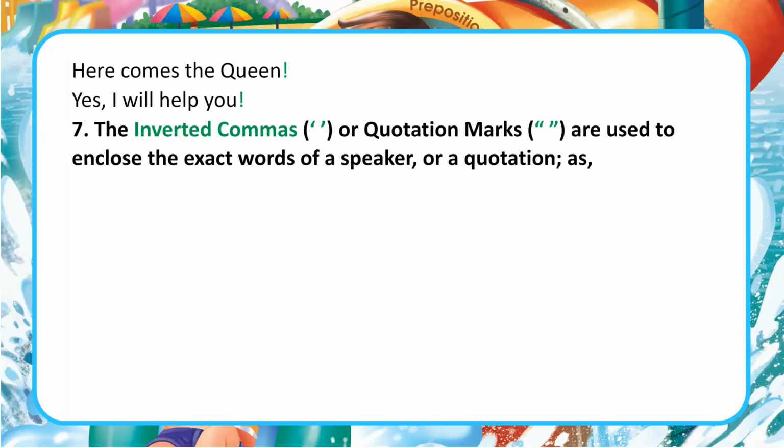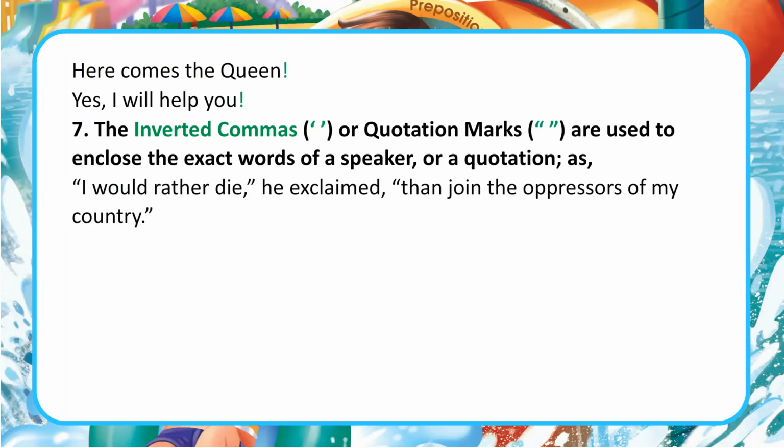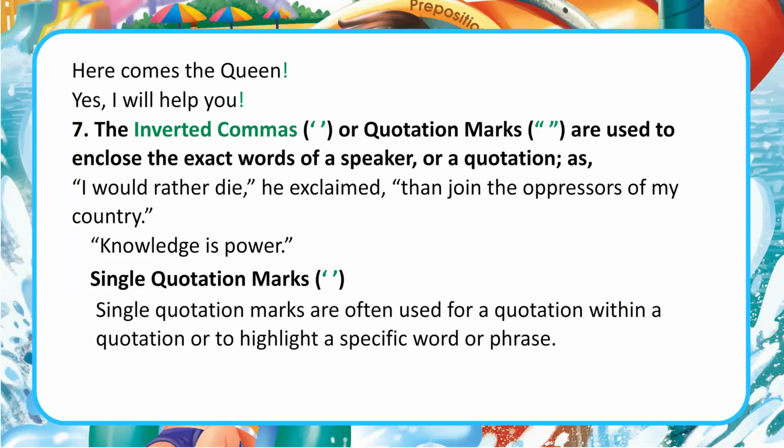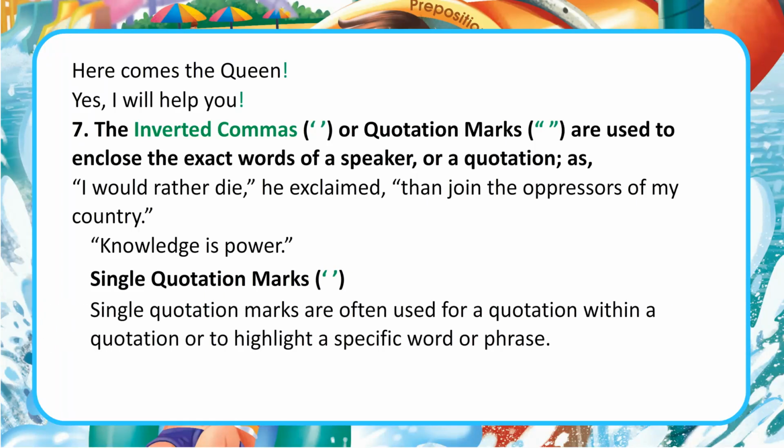7. The inverted commas or quotation marks are used to enclose the exact words of a speaker, or a quotation, as, "I would rather die," he exclaimed, "than join the oppressors of my country." "Knowledge is power." Single quotation marks. Single quotation marks are often used for a quotation within a quotation or to highlight a specific word or phrase.